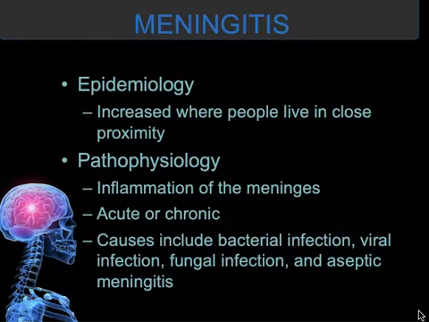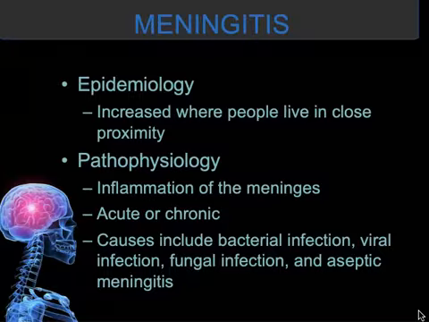So let's switch gears a little bit and talk about meningitis. People usually get meningitis who live in very close proximities. You think about dormitories or colleges or the barracks in the army or some military service. There's increased risk of spreading meningitis, and it's really the inflammation of the meninges, and it can come from various different areas.